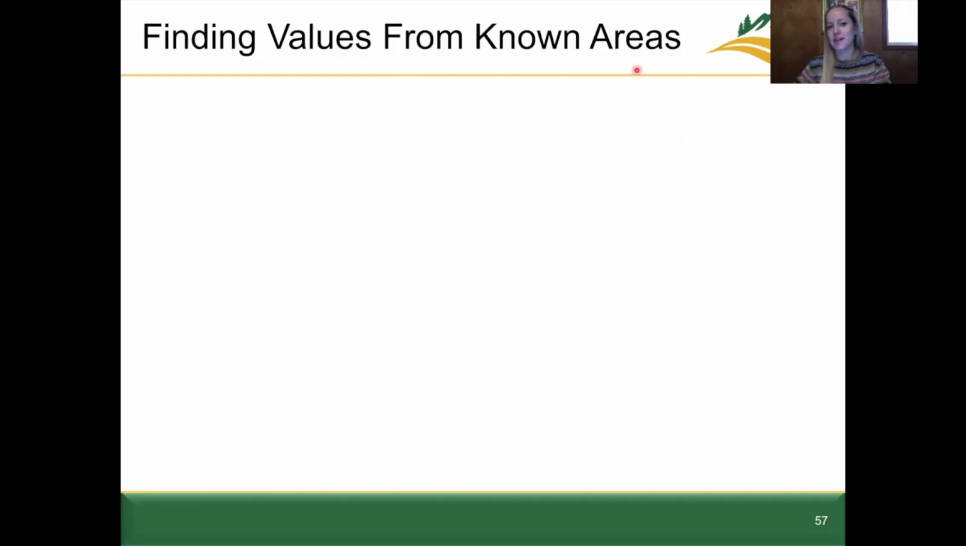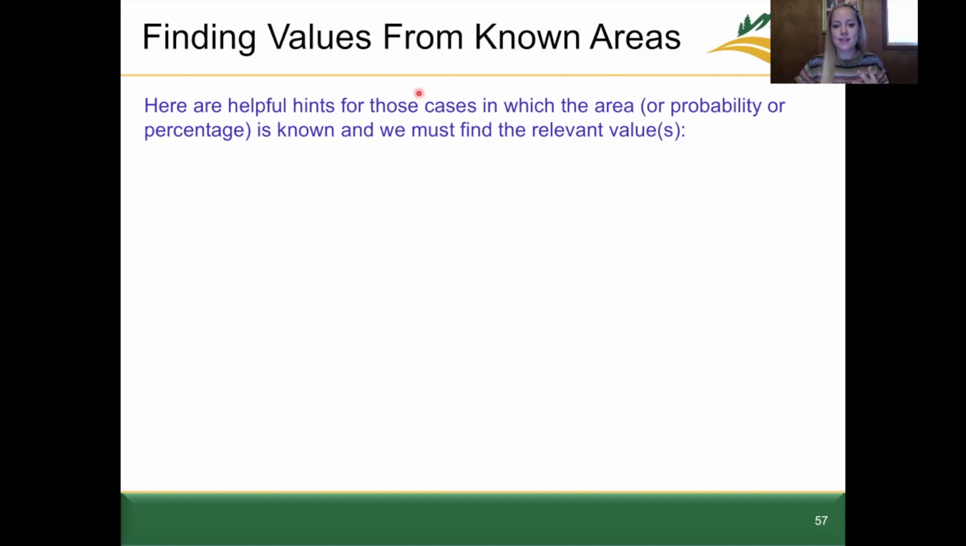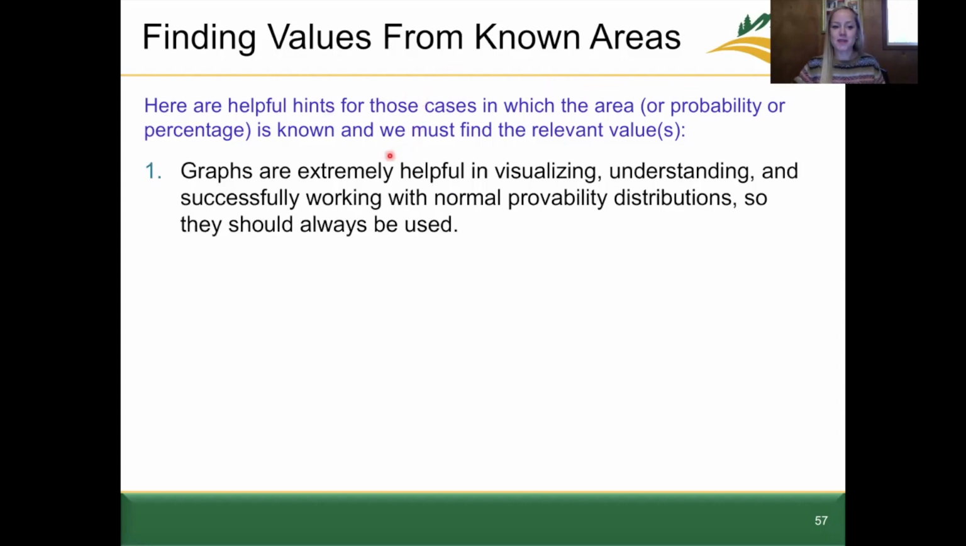Now, as we talked about in 6.1, you might be required to find a given value from a known area or probability. So let's talk through the steps for doing so. Again, these are the cases in which we're given an area in the form of a probability or a percentage, and we're asked to figure out either the known Z value or the X value. This suggestion comes up again, so graphs are extremely helpful in visualizing, understanding, and successfully working through problems like these.